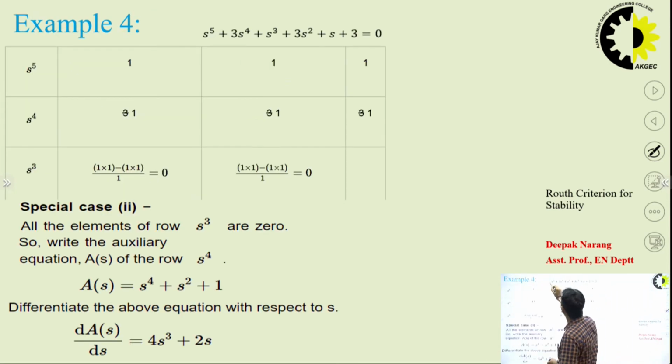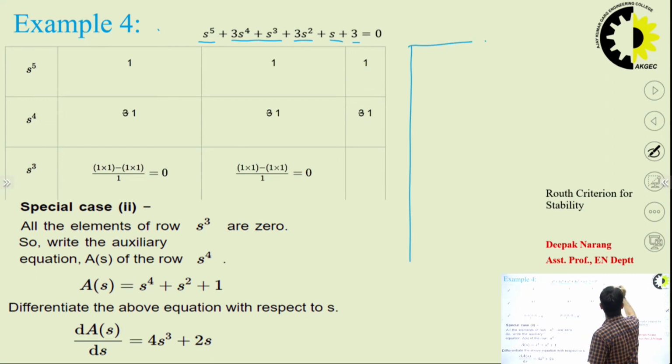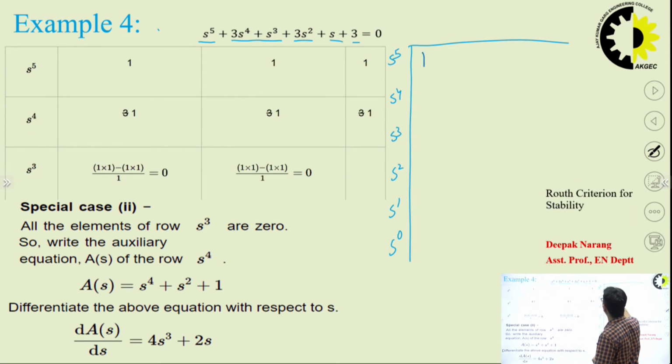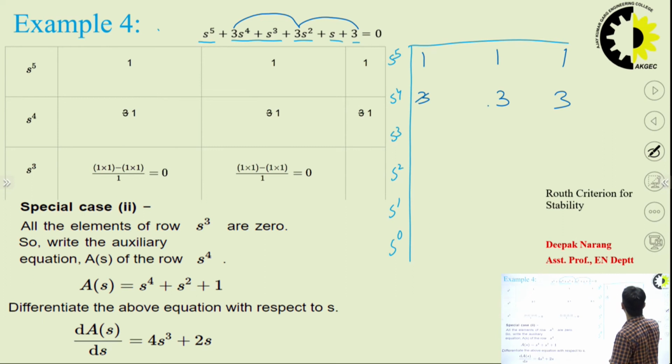So this is our problem. This characteristic equation is given to us: S raised to power 5, 3S raised to power 4, S cube plus 3S square plus S plus 3. Now, if we design its Routh array, this will be 1, 1, 1, 3, 3, 3. So we can take 3 as common. We can simply write 1, 1, and 1.